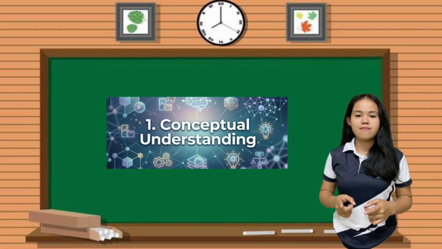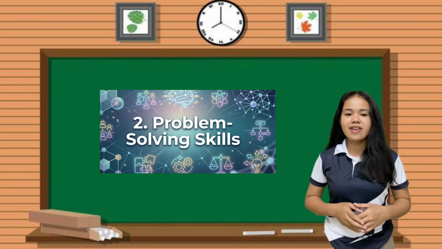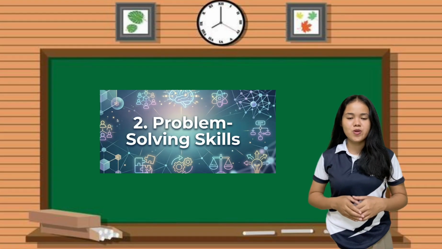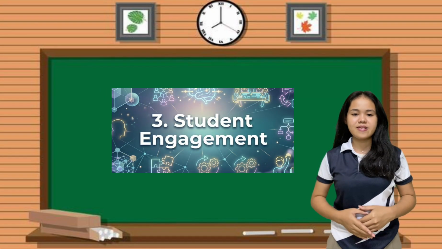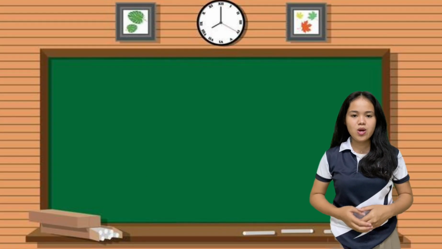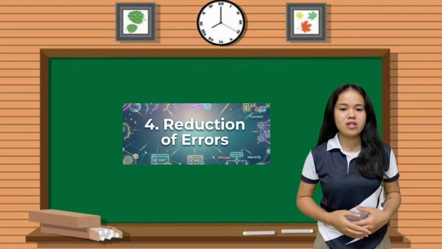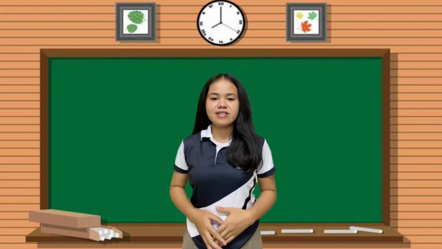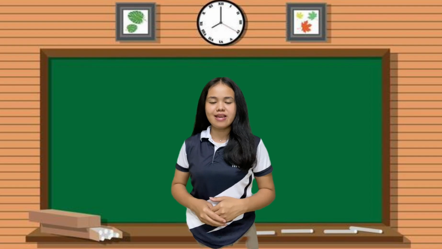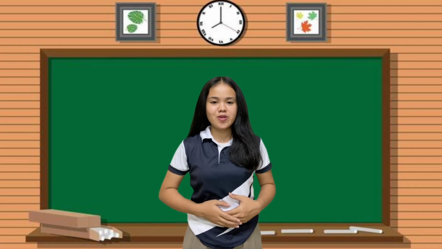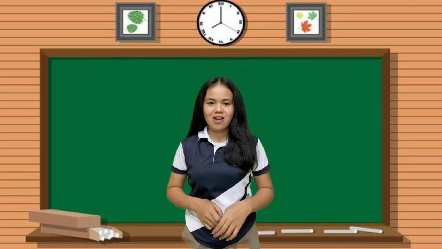First, the Van Hiele model strengthens conceptual understanding. Next, the Van Hiele model improves problem-solving skills. Another key benefit of the Van Hiele model is that it engages students. Finally, the Van Hiele model helps reduce errors in learning. The Van Hiele model enhances mathematics learning by fostering conceptual understanding, strengthening problem-solving skills, boosting student engagement, and minimizing errors.